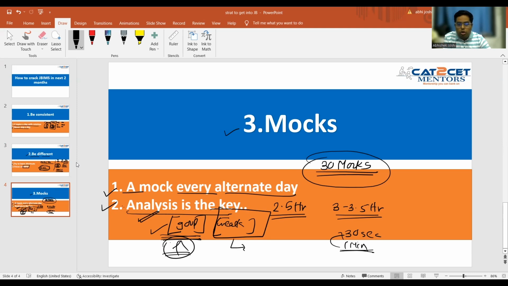You have to make sure that you are strengthening your strong topics and you are strengthening your weak topics so that at least these topics are something that you'll be able to solve in the exam. So that is the analysis. These are some of the tricks. These are some of the things that you should do in the next 2 months.